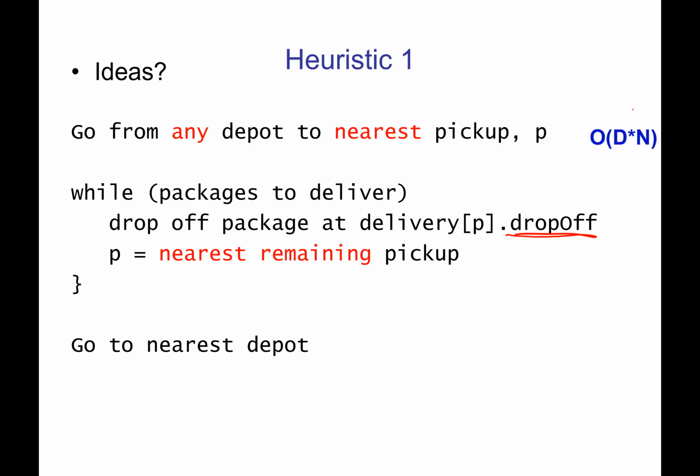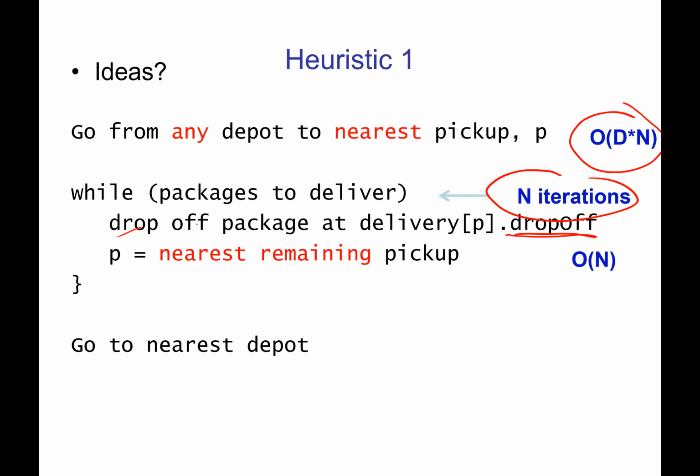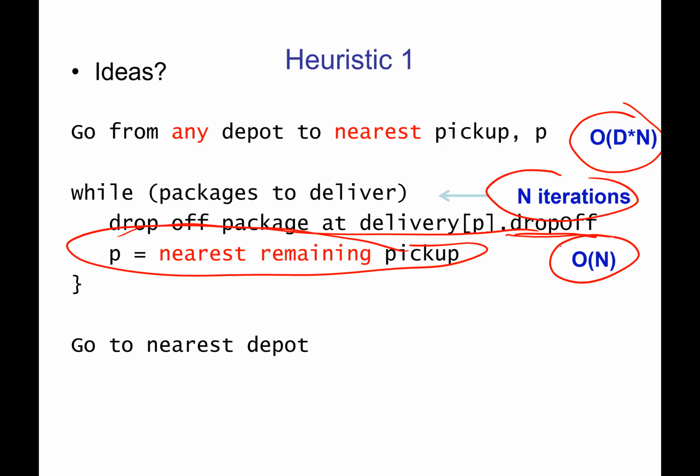So for this first decision, I have to check what's the minimum distance from any depot to any pickup. So that's D times N choices. Then I have to go through N iterations of this loop to make all my pickups and drop-offs. And this is easy, but this involves a choice. I need to look at what's my distance or travel time to all of the pickups that are left. So that's order N. Okay, so N times through the loop, and I do order N calculation here. So that's going to be N squared. And at the very end, go to the nearest depot. Well, I know where I am. I just check all the depots. That's order D.